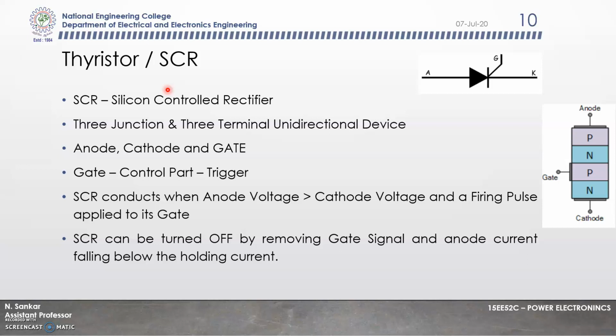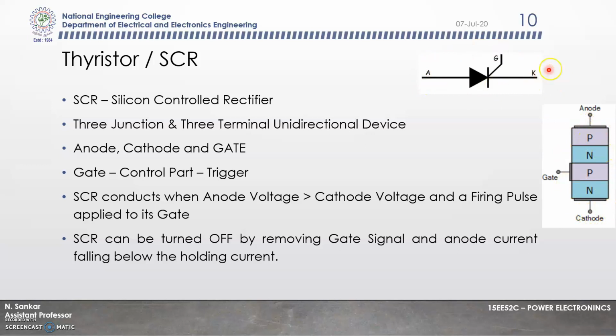The thyristor can also be called an SCR, that is, silicon controlled rectifier. It is a 3-junction device. You can see the construction of the thyristor. Here there are 3 junctions: 1, 2 and 3. We also have 3 terminals: anode, cathode, and gate. For a diode, we have only 2 terminals, anode and cathode. For the thyristor, we have another terminal, the gate. This is the control part. Based on the triggering, the on and off of your thyristor can be decided.